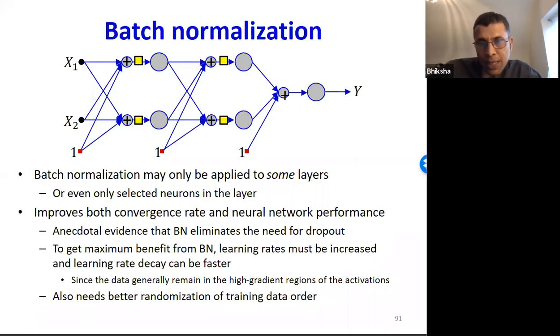Now, to get maximum benefit from BN during training, the learning rates must be increased and the learning rate decay can be faster because things are being normalized. And again, as I mentioned, it works best if the data within each mini batch are sufficiently diverse, otherwise it can actually end up blocking derivatives from backpropagating. This means you need better randomization of the training data for BN to be effective.